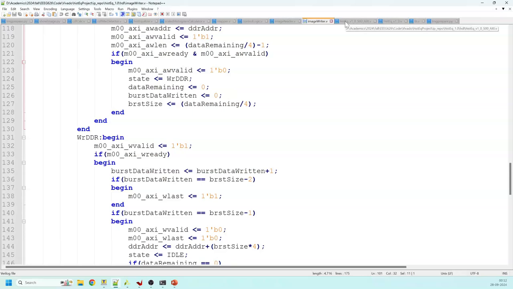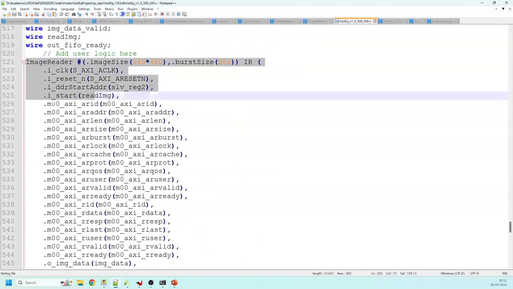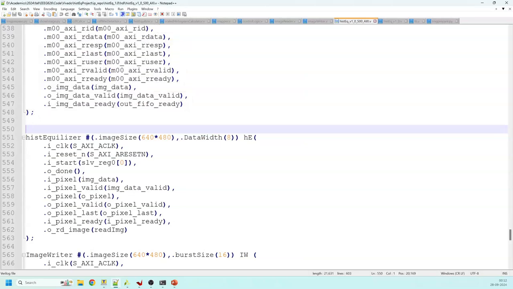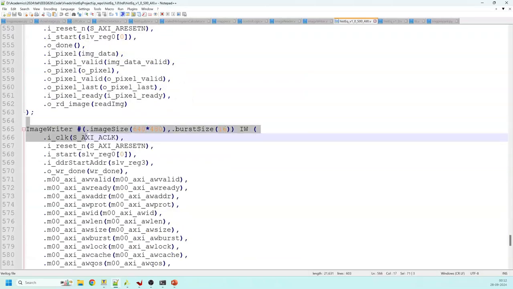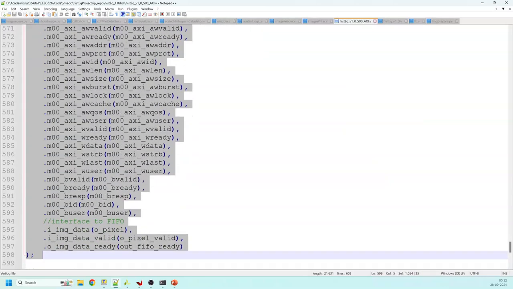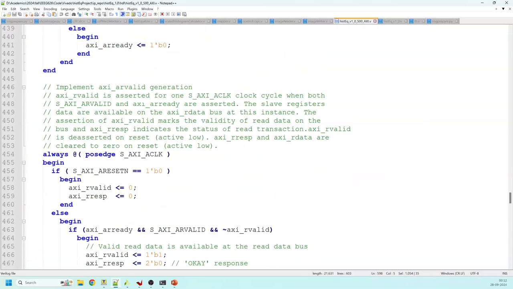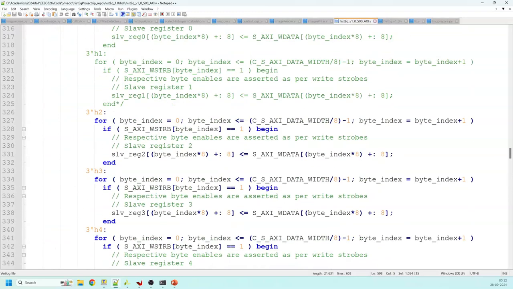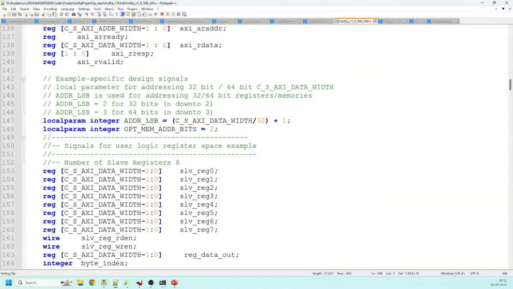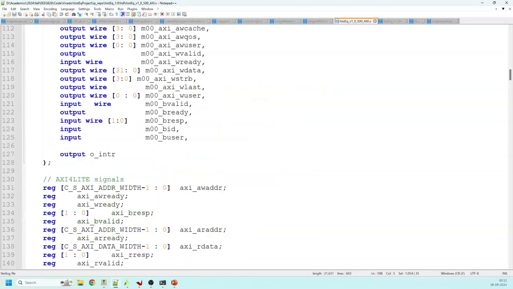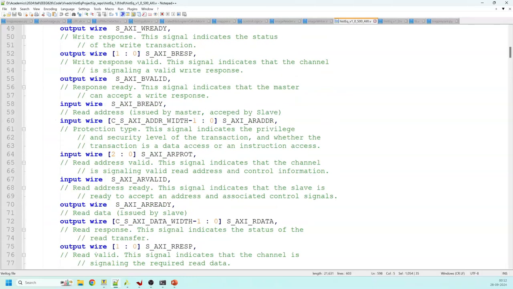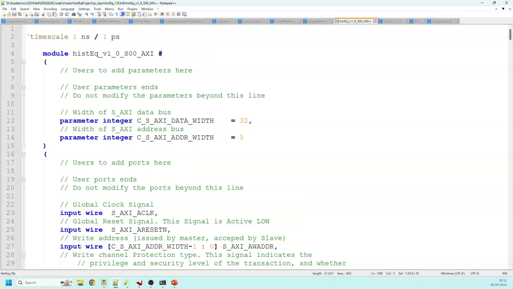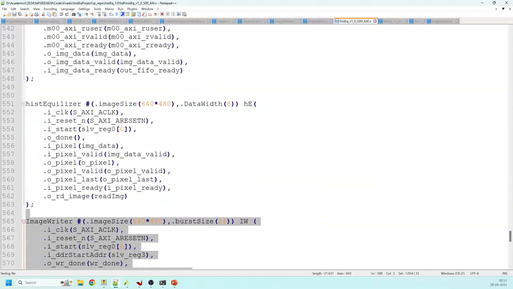So basically, we instantiate the image reader, the entire histogram equalizer, as well as the image writer in another file, which is the AXI Lite IP template provided by Xilinx. This file comes from Xilinx, the basic IP template, which we have seen in the previous video. Whenever you generate an AXI Lite custom IP, this template is provided. So we instantiate all of them there, and a few things are connected here.